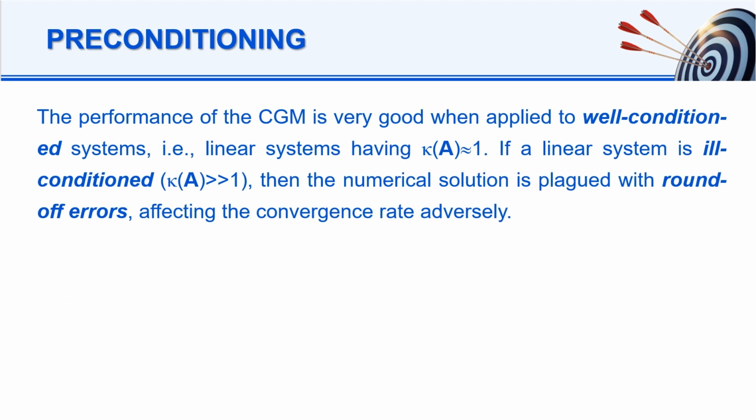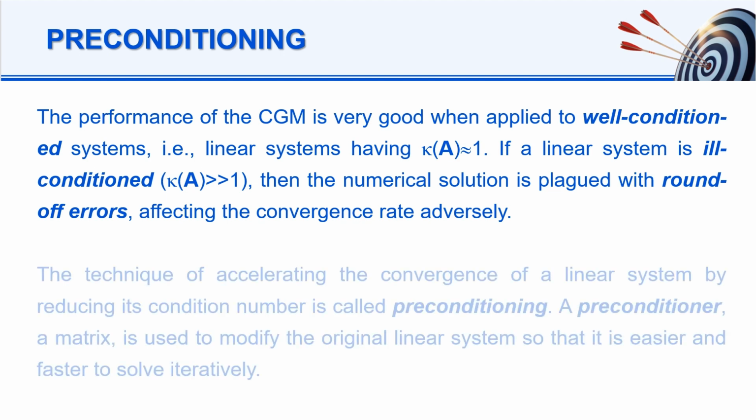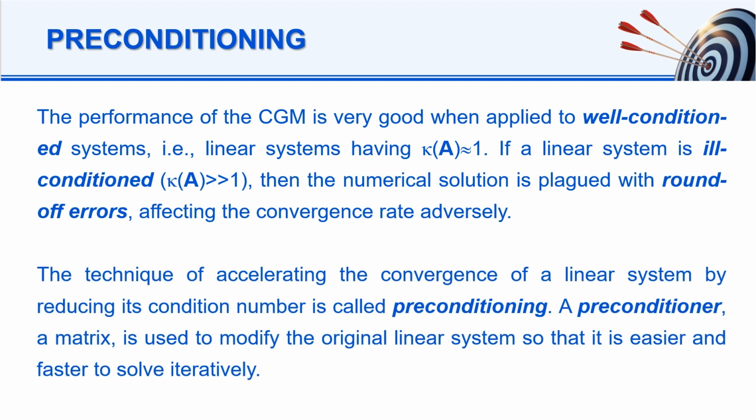The performance of the conjugate gradient method is very good when applied to well-conditioned systems, that is, linear systems having a condition number in the order of 1. If a linear system is ill-conditioned, the condition number is much greater than 1. Then the numerical solution is plagued with round-off errors, affecting the convergence rate adversely. The technique of accelerating the convergence of a linear system by reducing its condition number is called preconditioning.